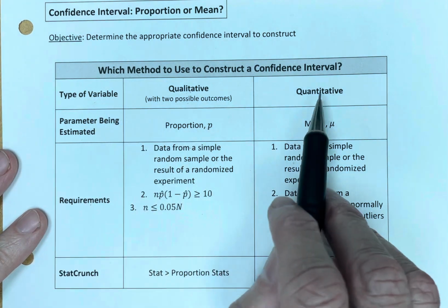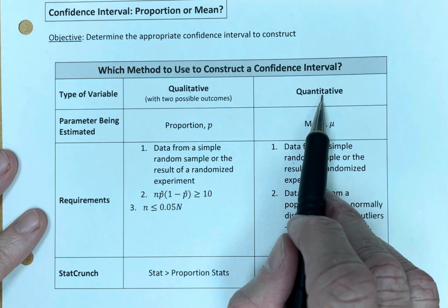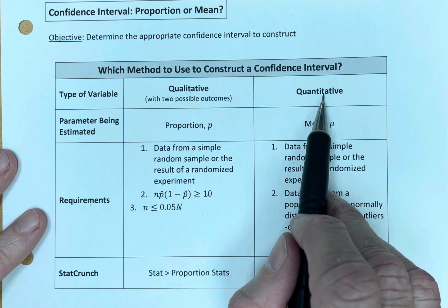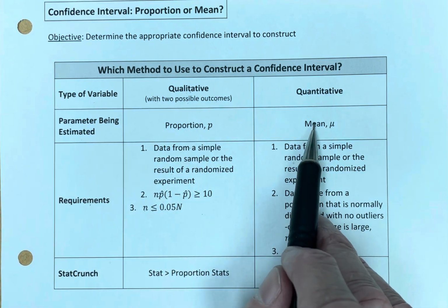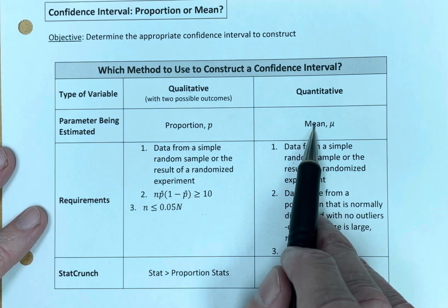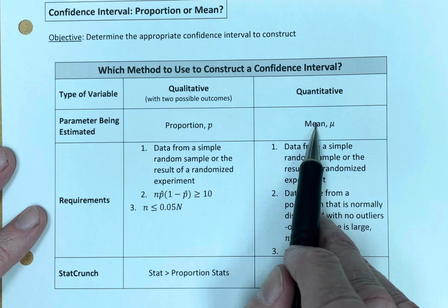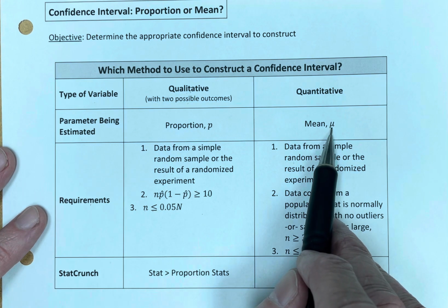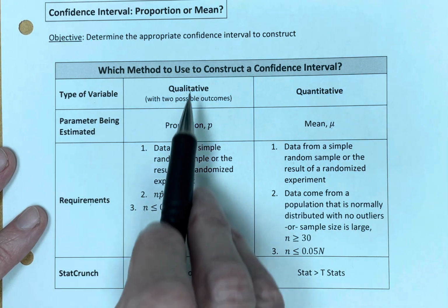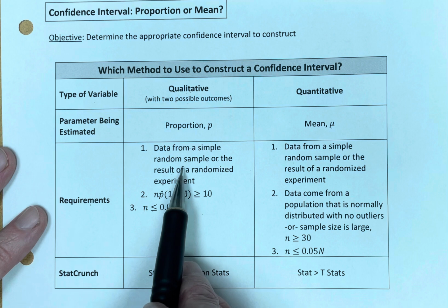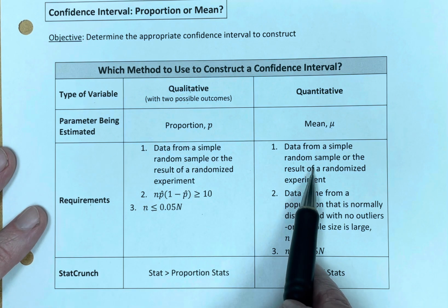If our variable is a quantitative variable, it is made up of numbers for which we can take an average. We're estimating the mean, the average, which as a population parameter is the variable mu. Like the qualitative requirement, the quantitative requirement is the same.